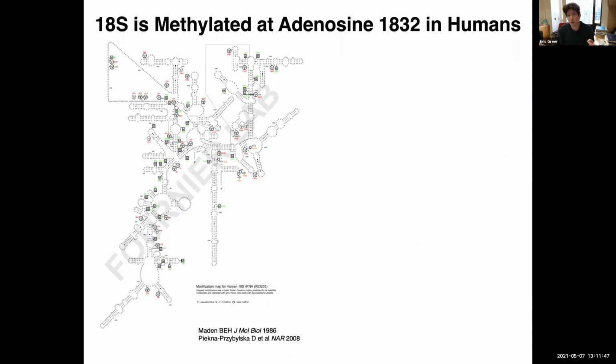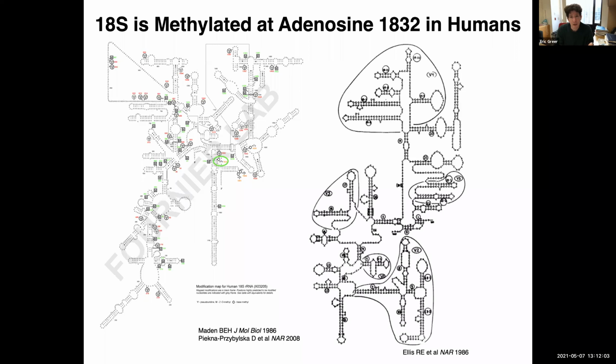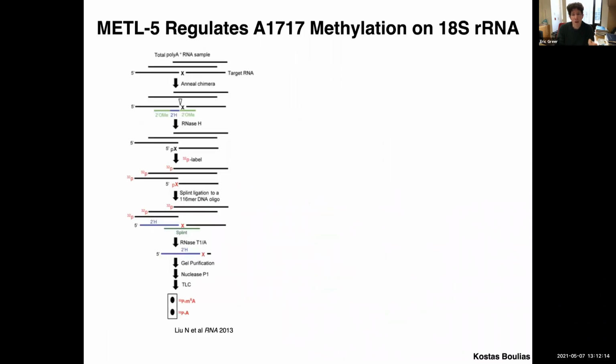Now, the 18S has been shown in humans and in zebrafish to be m6A methylated at a single residue, adenosine 1832. And we wanted to identify whether this residue was being methylated in C. elegans and whether it was being methylated by METL-5. So C. elegans do have this residue conserved. It's adenosine 1717 in C. elegans. So to examine whether it was methylated and being methylated by METL-5, Kostis performed directed RNA cleavage followed by P32 labeling and thin layer chromatography, which allows us to identify whether a single residue is methylated or not.